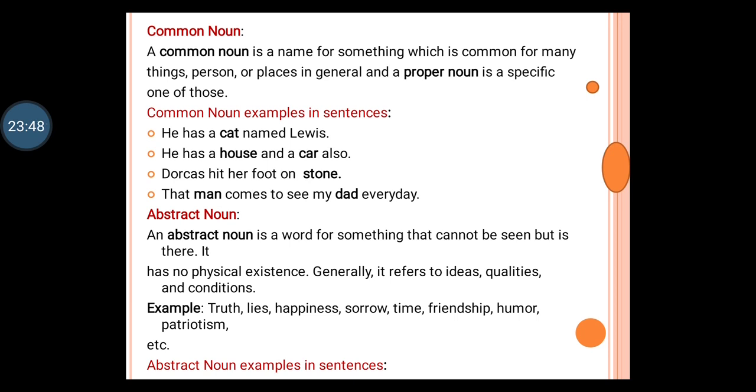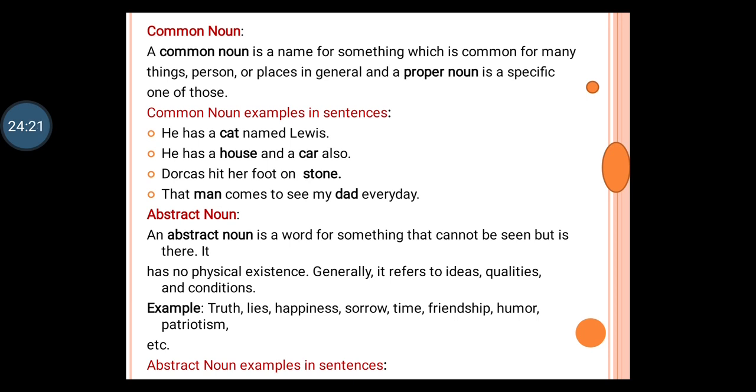He has a house and a car also. It's a general name for house, a general name for car. Now, if you want to talk about the particular car, if the particular car is a Mercedes-Benz, for instance, Mercedes-Benz will be written starting with capital letters. Dorcas hit her foot on a stone. There's supposed to be an A there. Dorcas hit her foot on a stone.